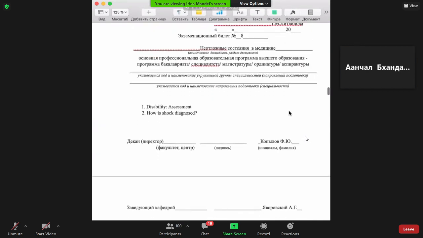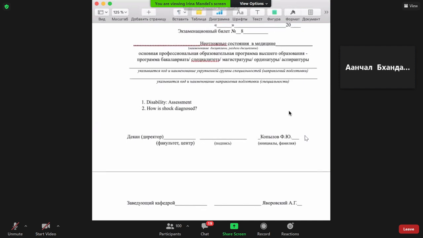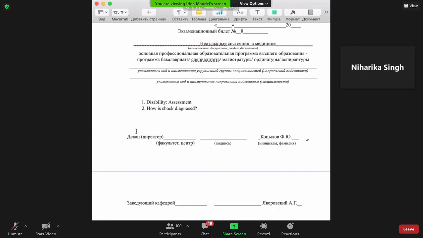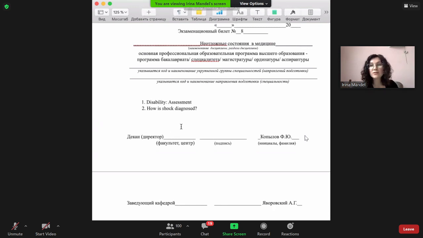How is shock diagnosed? You should say, first of all, the clinical signs. According to the ABCDE approach, you will see that the patient's breathing pattern changes. The airways would be free, but the breathing pattern is changed. It could be bradypnoea or tachypnoea. And on step C, you will see the low blood pressure and the signs of low cardiac output and peripheral hypoperfusion.